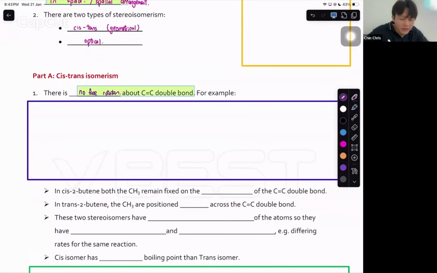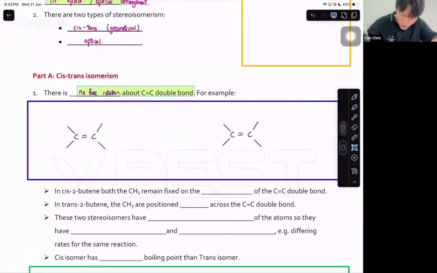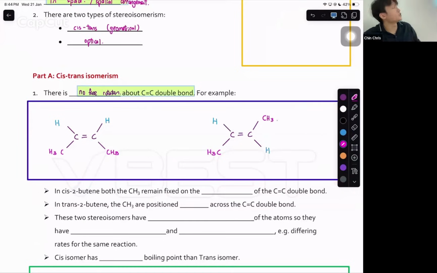A good example is this one. The double bond, you cannot just twist and turn it. For example, I can have a compound that looks something like that, or I can have a compound with a completely different arrangement. These two types of isomer, we call cis-trans.